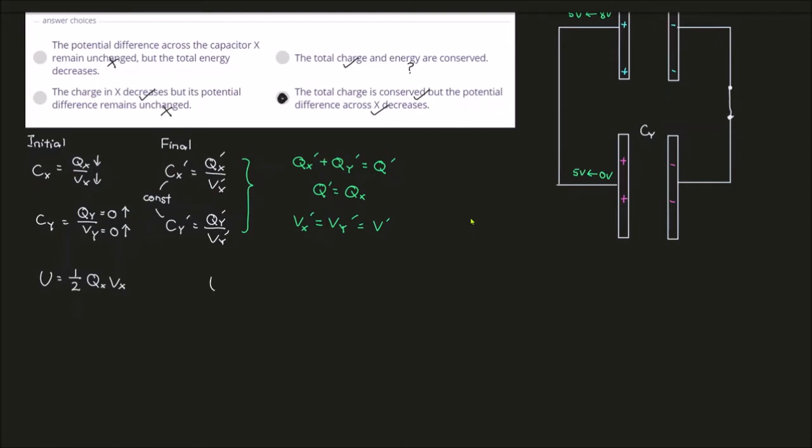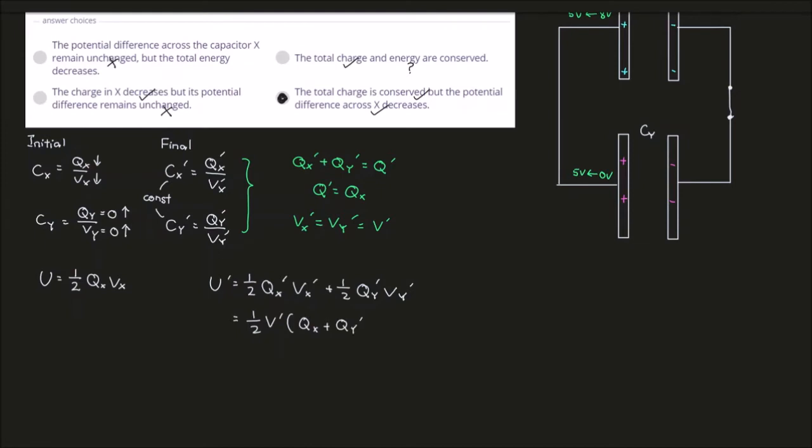For the final case, which we call U prime, you have energy stored in both capacitor X and capacitor Y. You need to be very careful and label everything clearly. You have Qx prime, you have Vx prime, plus you have Qy prime and Vy prime. We know from earlier that Vx prime is equal to Vy prime is equal to V prime. So what we can do is factorize out the half and the V prime, and leave it with Qx prime plus Qy prime.